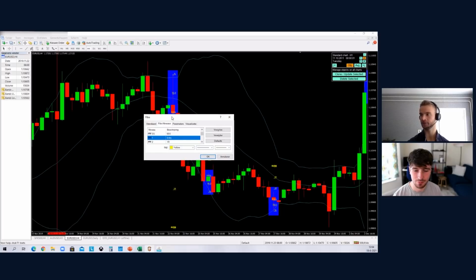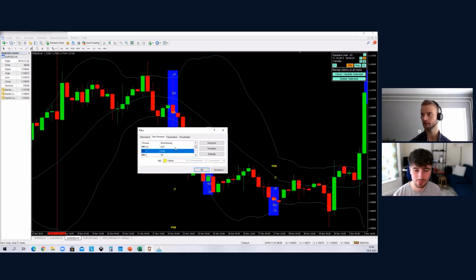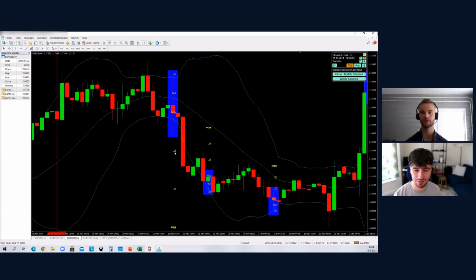The entry is always at the close of the candle, and then 2 is going to be 1R, 3, 2R, etc. So that makes it very easy to test different targets.